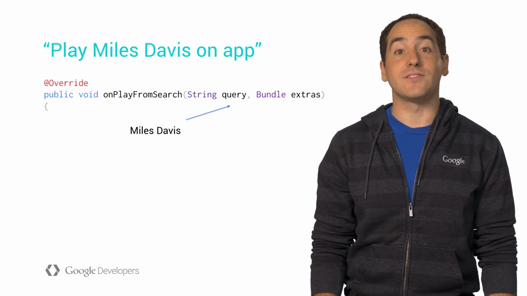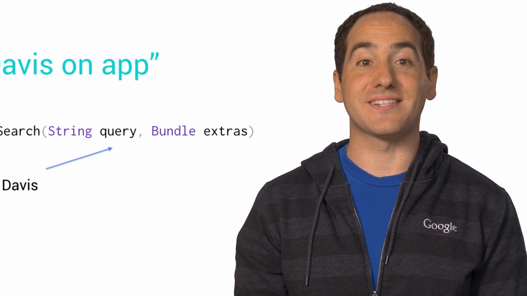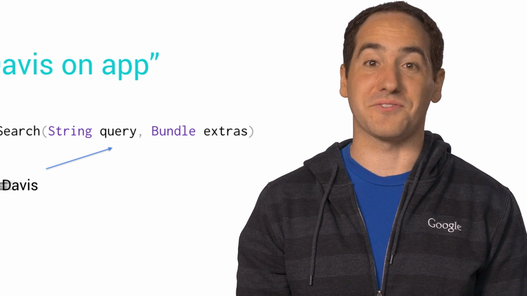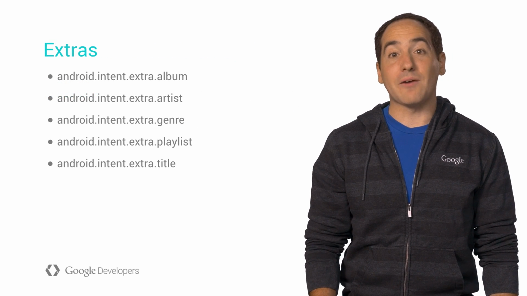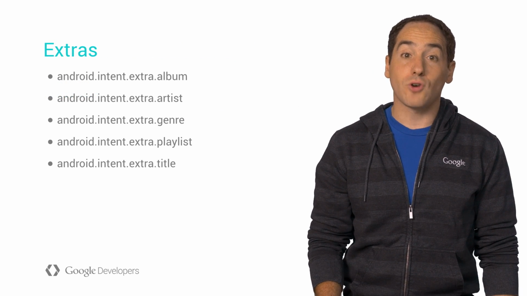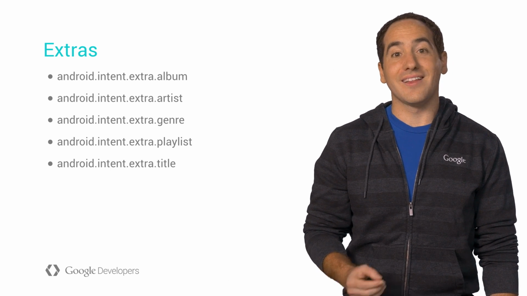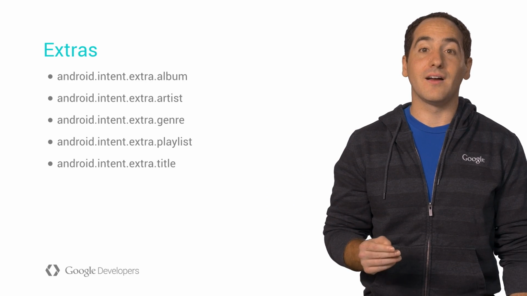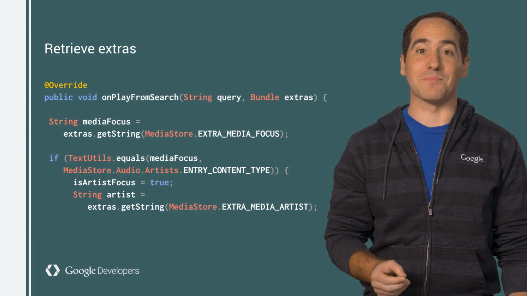The extras contain additional information Google provides. In this case, Google detects that Miles Davis is an artist, and adds an artist extra to the bundle. These are the different extras provided by Android Auto. And when they're available, you can use them to do a structured query of your database, as opposed to having to search all fields. They won't always be available though, so you should also implement logic to search based on just the query string. Here's an example of how you can retrieve the extras, and you can find a complete code example in the link at the end of this video.